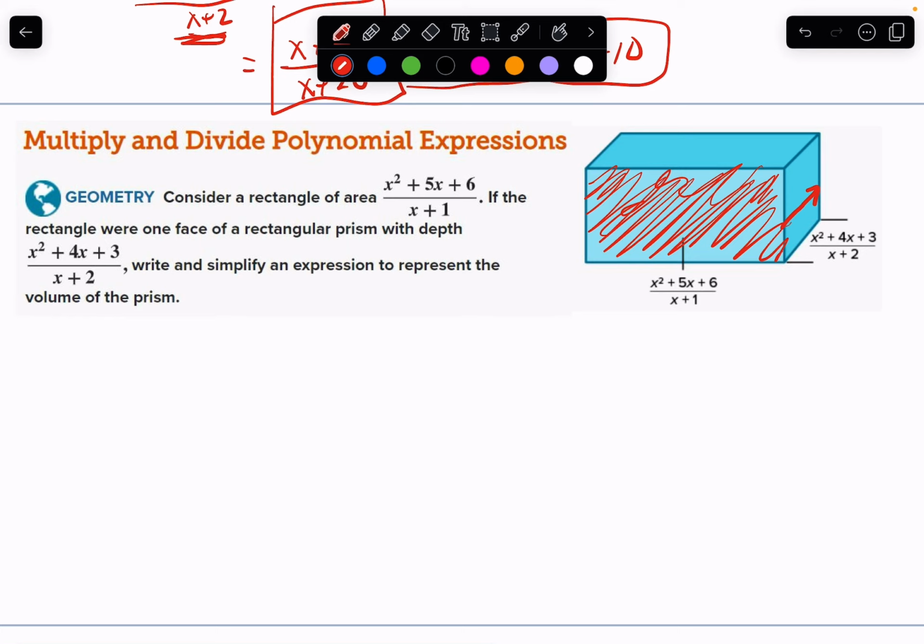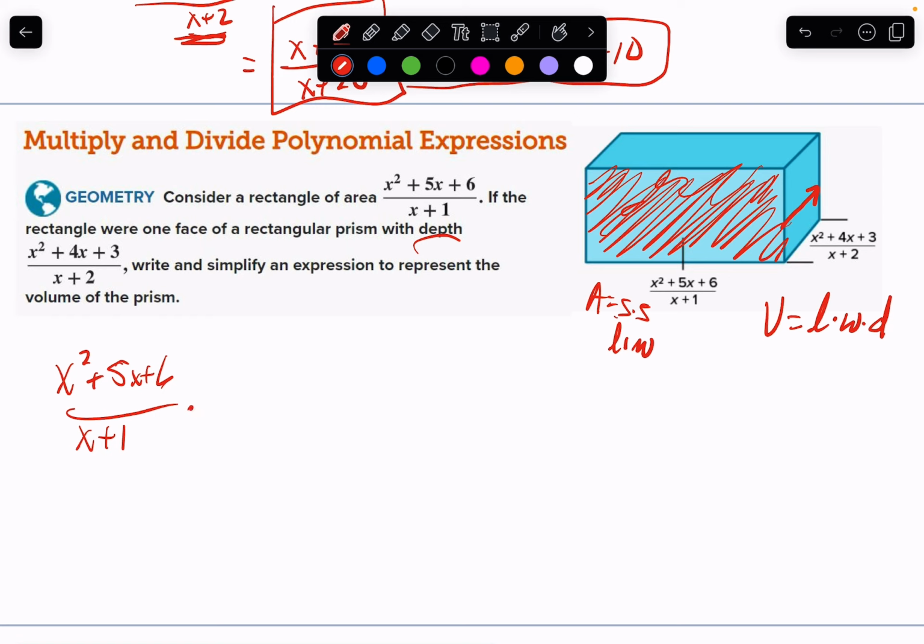So it's just side times side times side. We have two sides. This is area equals side times side, right? Or length times width. And volume is going to be length times width times depth or height, whatever way you want to call it. They use the word depth here. So we just have to multiply these. So we have to do x squared plus 5x plus 6 over x plus 1 times x squared plus 4x plus 3 over x plus 2. That's supposed to be a 2.